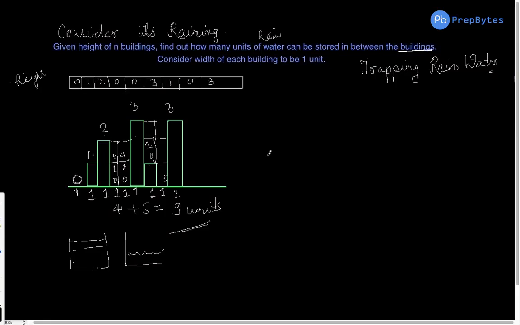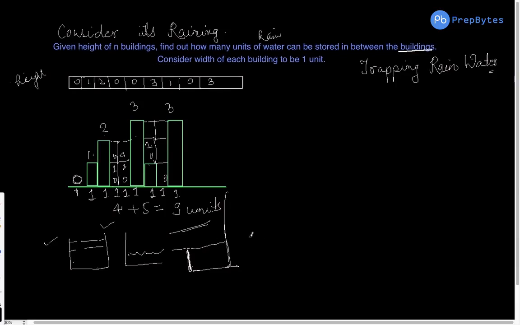Now we have to think, how can we find out? So one basic thing that I said is that for storing the water, there should be something in the left and there should be something in the right. Next is that, let's say we have a container like this. So the total amount of water that we can store is dependent on this particular boundary. No matter how long this boundary is, we can't store water after this particular point.